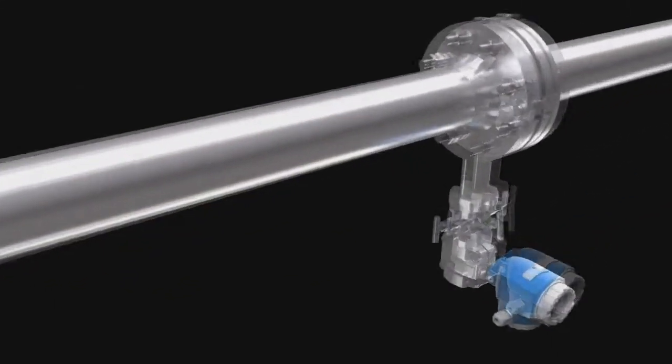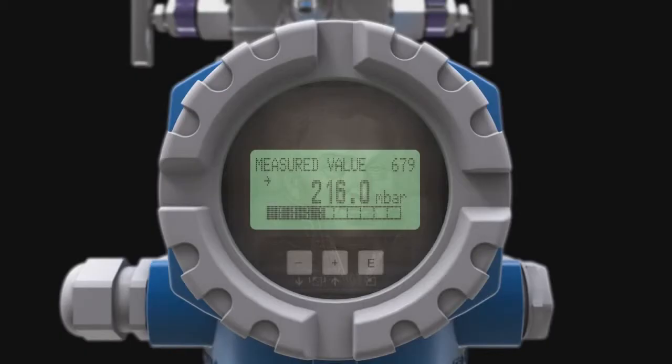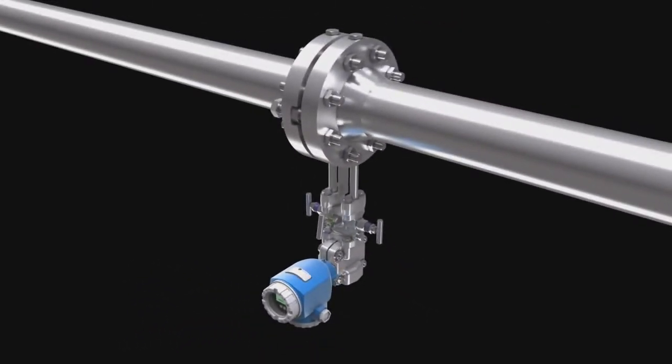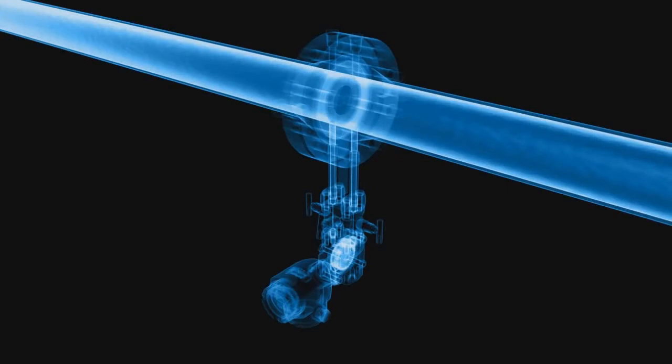One method is flow measurement, based on the differential pressure principle, known as the Venturi tube. Here is how this measurement method works.